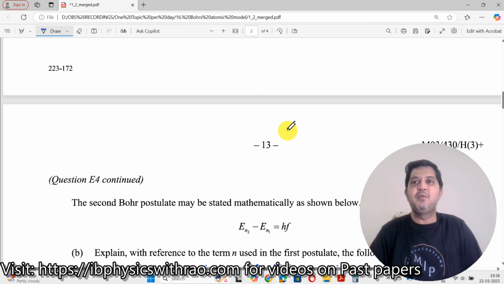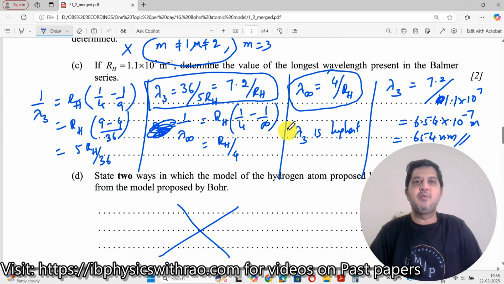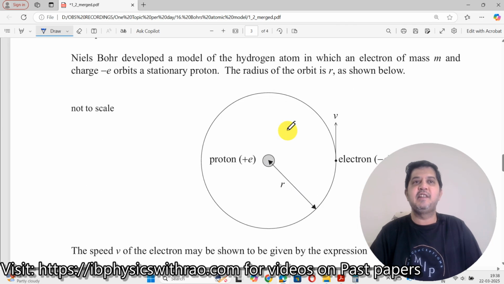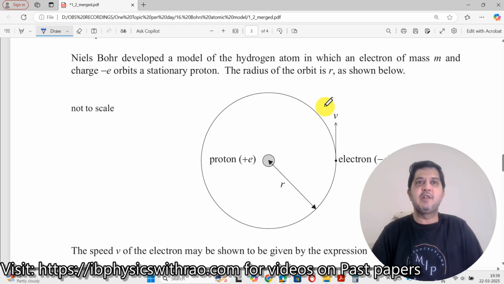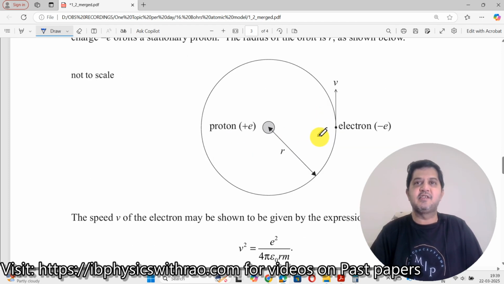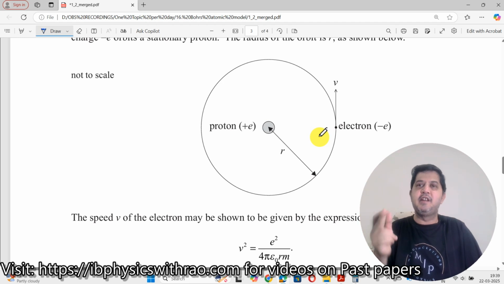Okay. Now the next question that we are going to do is about understanding this in a much clearer way. This is taken from May 2006, set 1, paper 3. It's not paper 2 because I can see there's an E5 here, so it corresponds to paper 3. Niels Bohr developed a model, so we have learned all this. Here the electron is going downward, there it is going upward. Doesn't matter, let the electron go wherever you want.